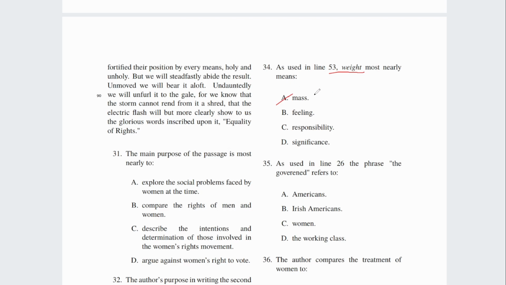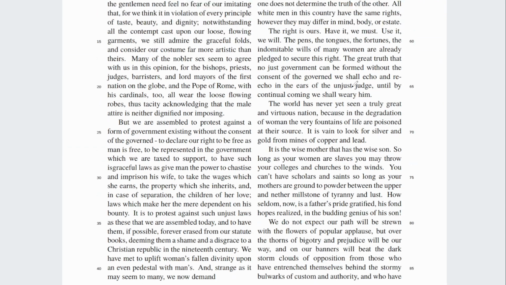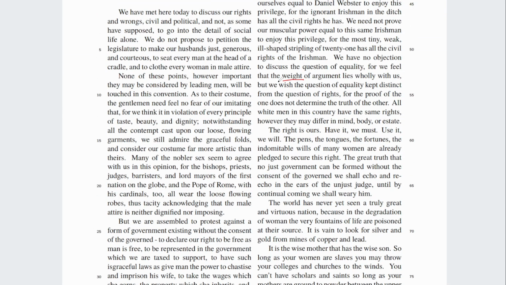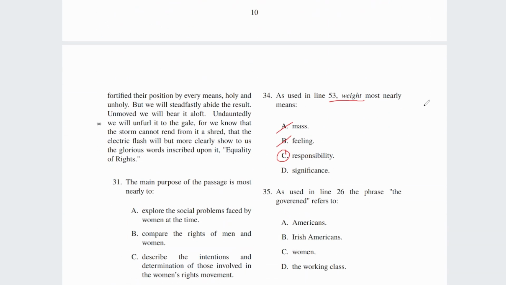Nor are we talking about feeling, right? We're not talking about feeling a weight upon us, emotional or physical. What we're talking about is responsibility, right? What Stanton is saying here is that it's our responsibility to argue. The weight of the argument is our responsibility to field an argument, or to make an argument here. That's really what we're saying. And if we substitute it back for "we feel that the responsibility of argument lies wholly with us," it makes perfect sense.